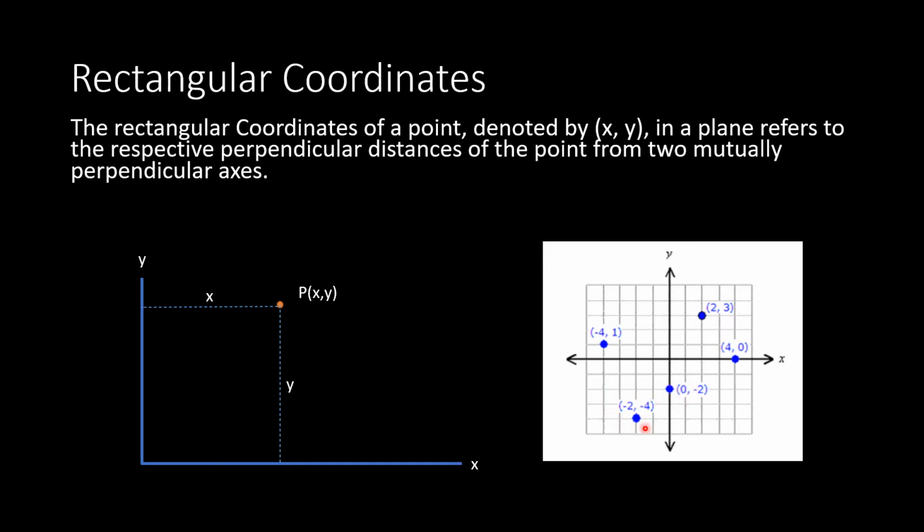The point -2, -4 is 2 units to the left of the y-axis and 4 units down below the x-axis. Finally, the point -4, 1 is 4 units to the left of the y-axis and 1 unit above the x-axis. Observe that every point in the plane has one and only one pair of coordinates. In other words, there is a one-to-one correspondence between the set of points in the plane and the set of ordered pairs x, y.